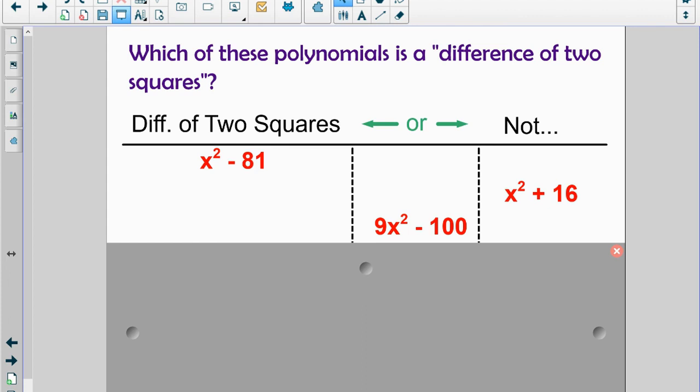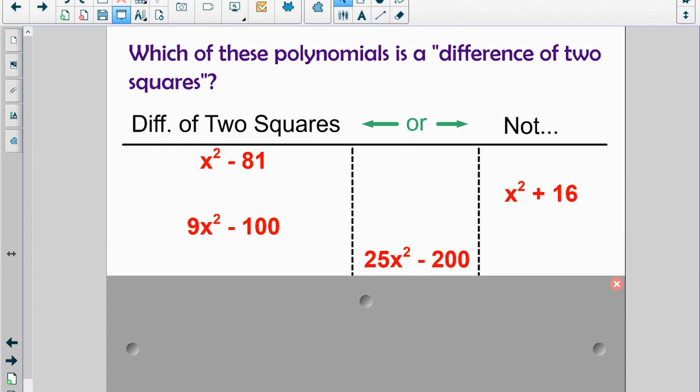All right, next we have 9x squared minus 100. Think about that one. Well, it is a difference, so no trick there. There's subtraction in it. But are those two perfect squares? Can you think of something times itself that equals 9x squared? Well, 3x times 3x is 9x squared. And 10 times 10, of course, is 100. So that is a difference of two squares.